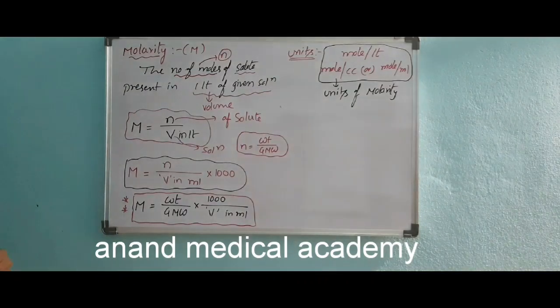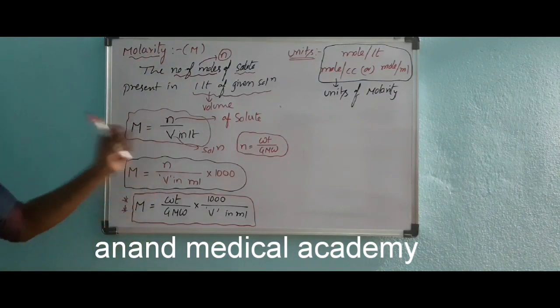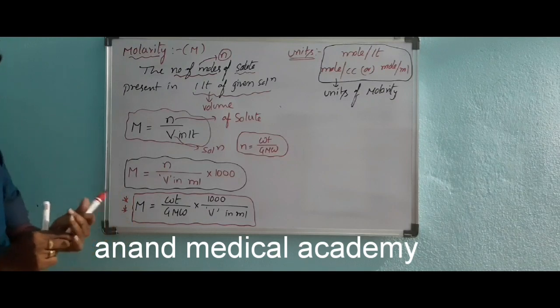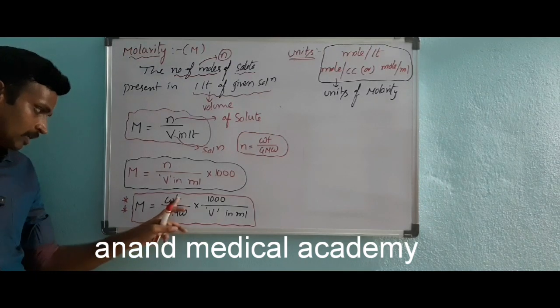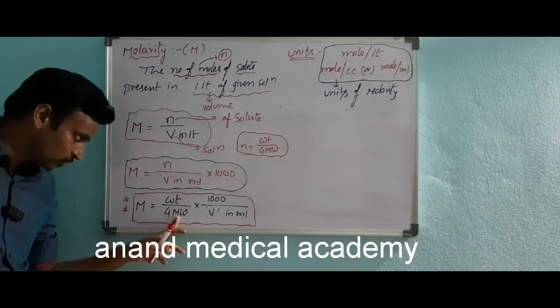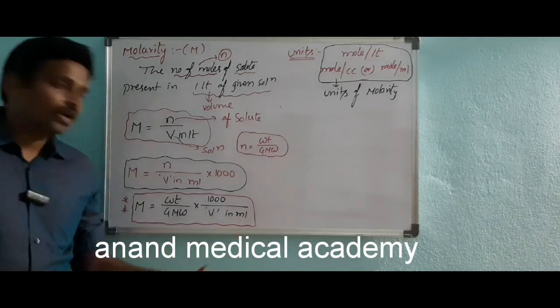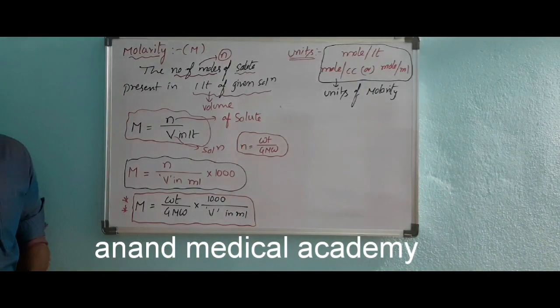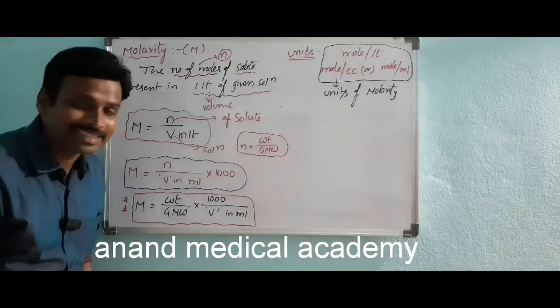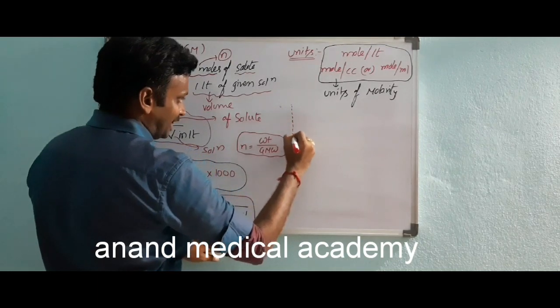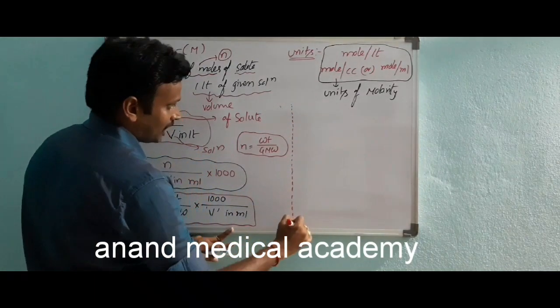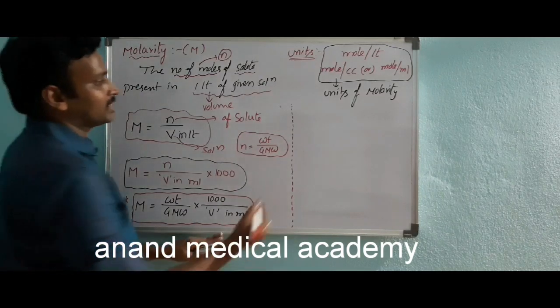Yes, we had clarity on what exactly molarity means, the molarity formula, and if volume in ml is given, the clear formula for molarity: weight of solute by gram molecular weight of solute into 1000 by volume in milliliter, or volume in cc, like that. Okay, now how to label the concentration in terms of molarity? It's very simple.